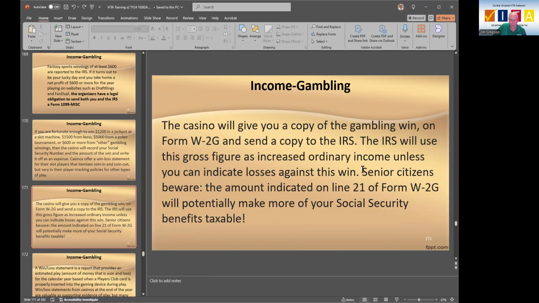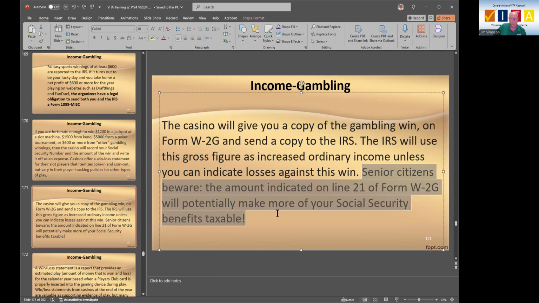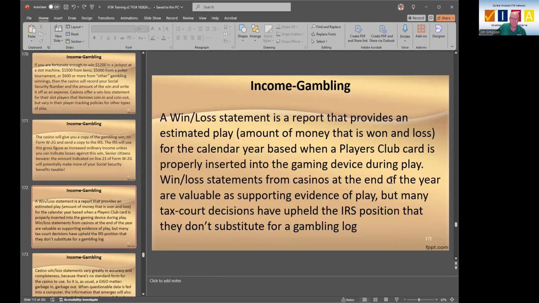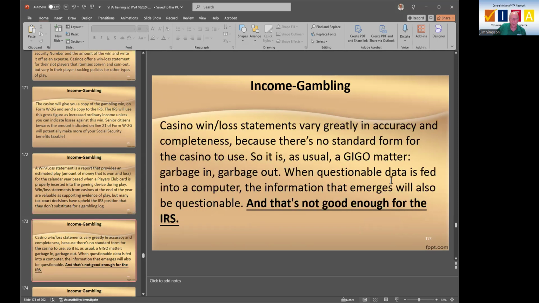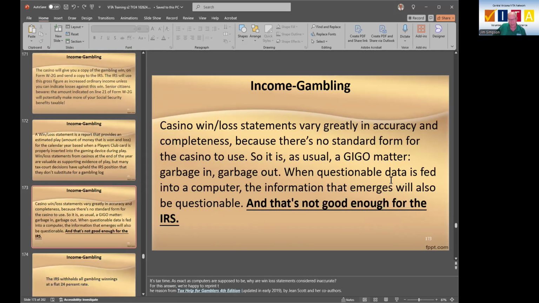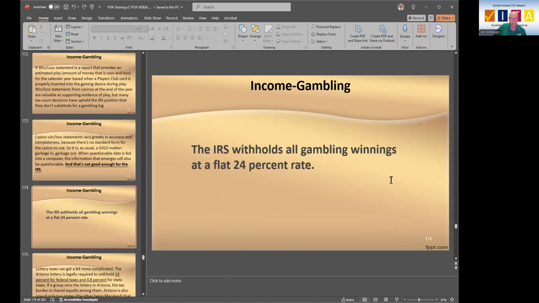Senior citizens, and these are a lot of these folks, they go to the casinos, right? And they come in with those W2Gs. That's income. And if there's enough of that income, it could make the Social Security taxable. Okay, I'm not going to go over any more. I think I've done everything. I just talked about how the IRS withholds on all gambling winnings at a flat 24% rate.